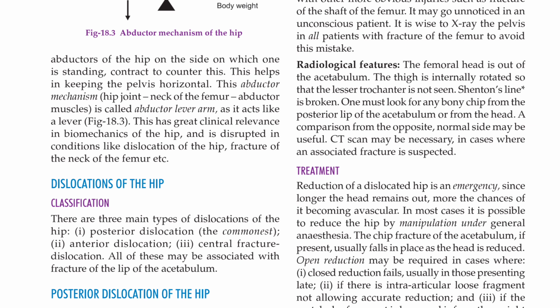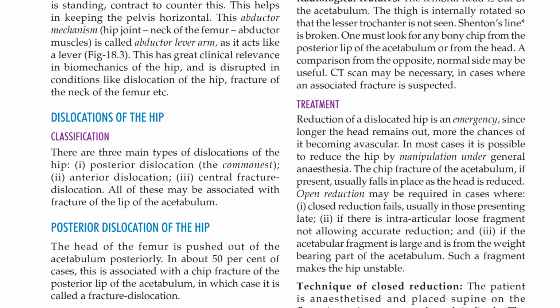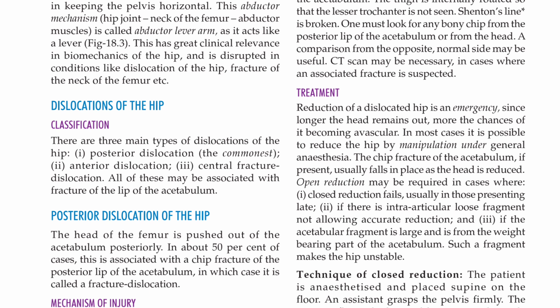So let's come. This one is the last topic. So dislocation of hip. So classification, there are three main types of dislocation of the hip. Posterior dislocation, the commonest. Second is anterior dislocation, and third is central fracture dislocation. So तीन है: posterior dislocation, commonest, anterior dislocation, central fracture dislocation. All of these may be associated with fracture of lip of the acetabulum.